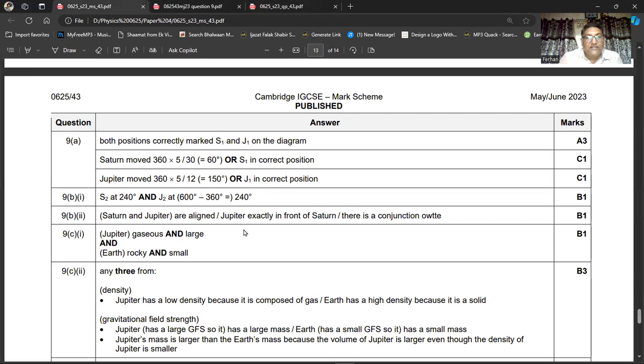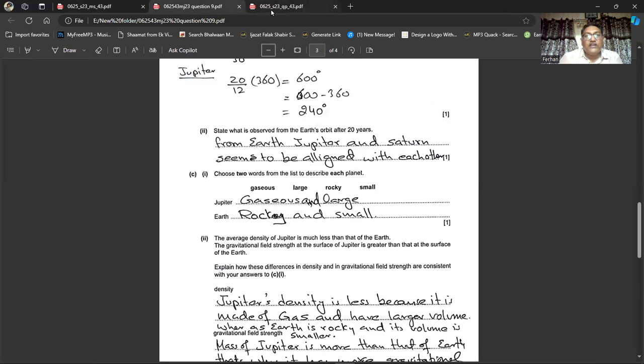So here we have the marking scheme. You can look at the marking scheme. This is our answer. So hopefully you understand.